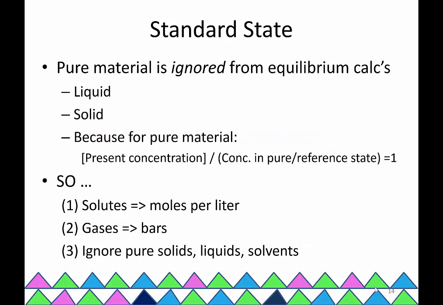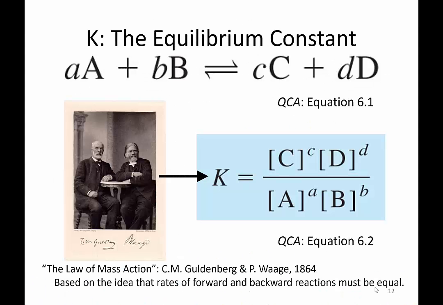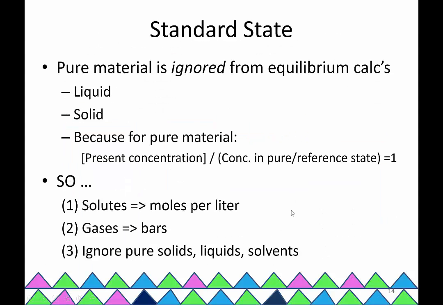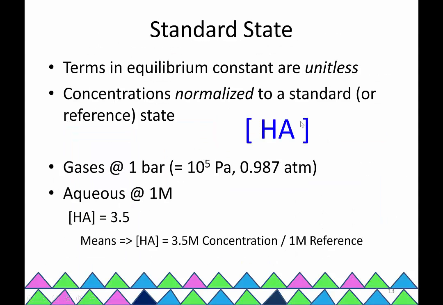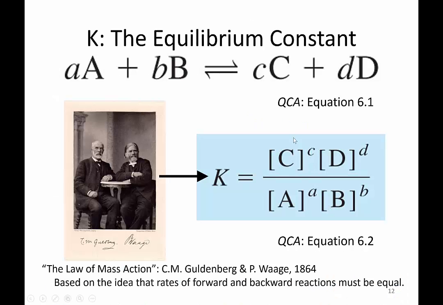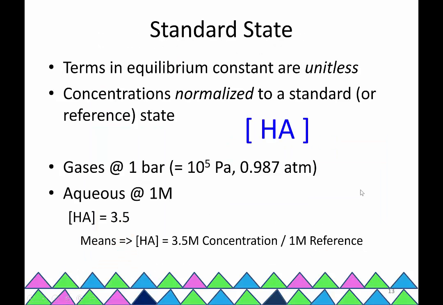Quick note on standard states. In an equilibrium constant calculation, when you see these brackets, it's important to understand that these brackets mean your concentration divided by a 1 molar reference. So this allows your equilibrium constant to be unitless. So anytime you're calculating your equilibrium constant, you have to make sure that you're in your standard state.